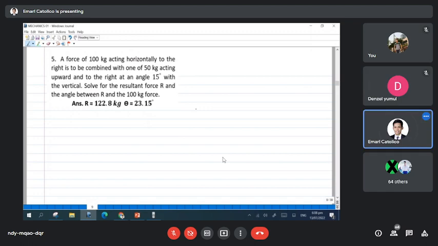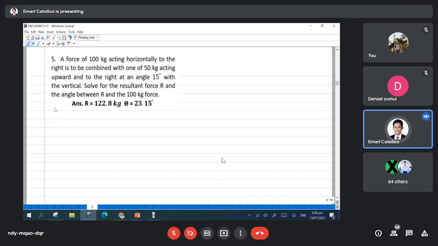So, let us solve ng mga sample problem. Okay. So, yeah, number 5. A force of 100 kg acting horizontally to the right is to be combined with one of 50 kg acting upward and to the right at an angle of 15 with the vertical. Solve for the resultant force R and the angle between R and the 100 kg force. So mostly yung statics sa atin, unlike sa civil, ano, kapag sa board exam natin, ang statics is always a worded problem. So bihira magbigay ng diagram or figure yung examiner. So I hope dapat marunong kayo mag-visualize ng mga worded problem.